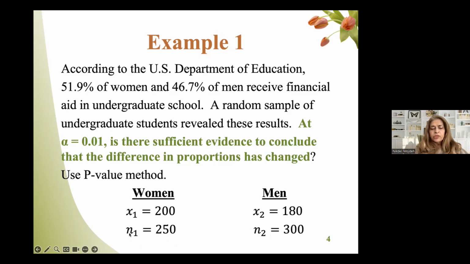So we have given you sample size for each group, and out of those 250, 200 of women said they use financial aid. 180 out of 300 men said they use financial aid. These are the statistics we have given.